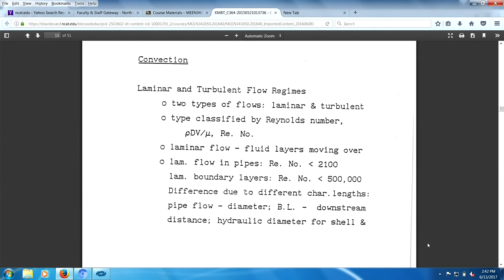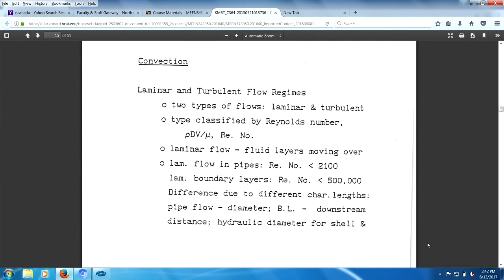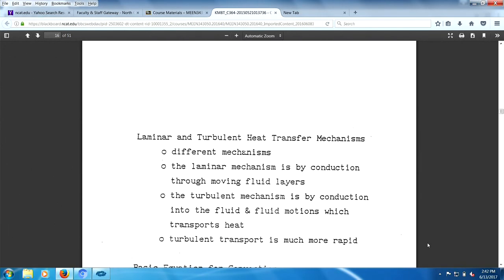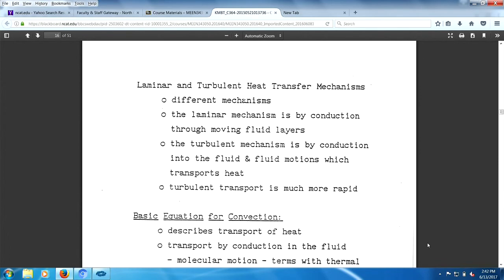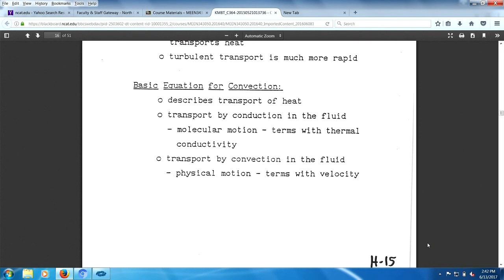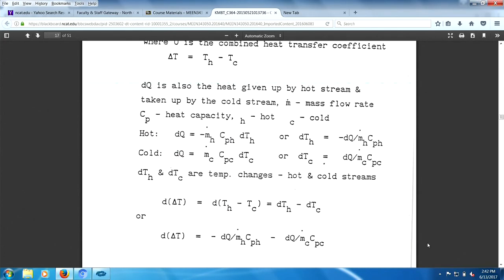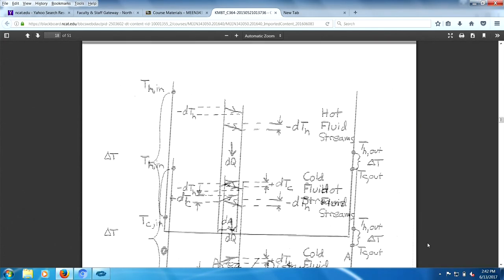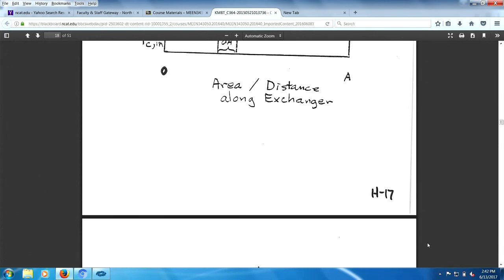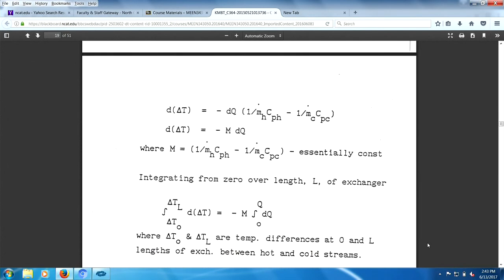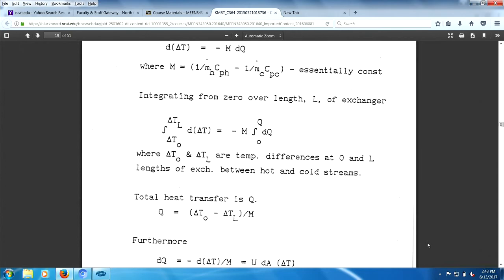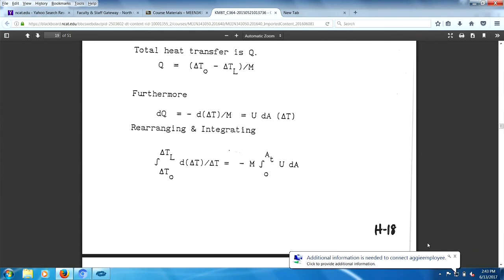Anyway, laminar flow, turbulent flow, you remember that from fluid mechanics, very important here. Driving force, log mean temperature difference. This is the derivation of log mean temperature difference. If I really wanted to worry about heat transfer, I'd probably know that derivation, but I don't require you to know that derivation.